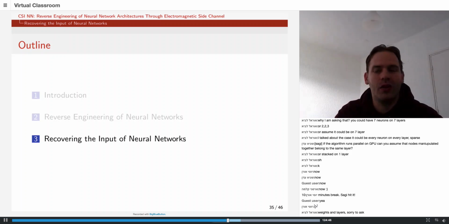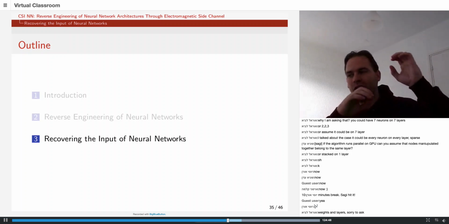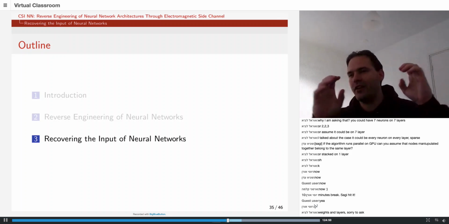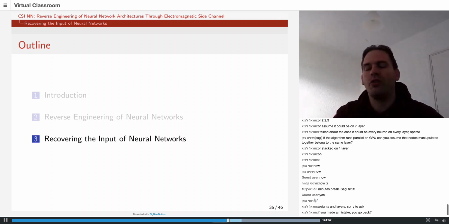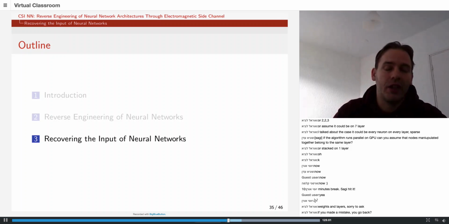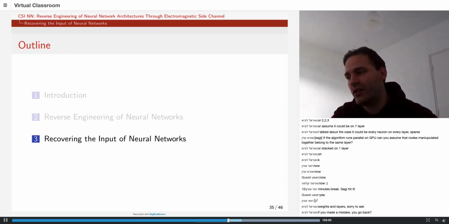Then you do the second neuron. You again ask the question, is it the first layer? Is it the second layer? If you get the answer that it's the first layer, you do not draw that red line. You continue to the third neuron. You again ask the question, is this neuron first layer or is it second layer?